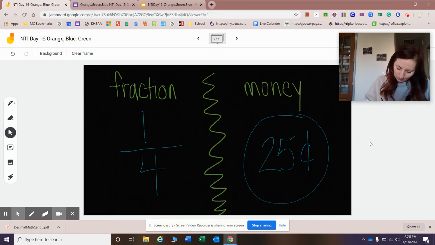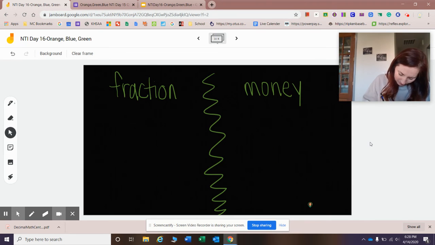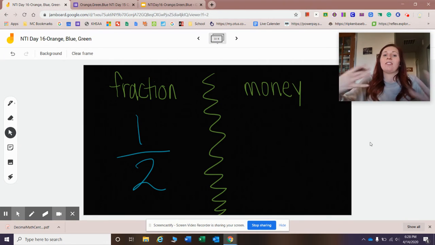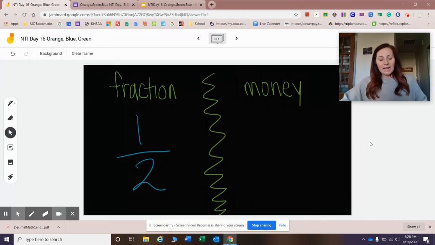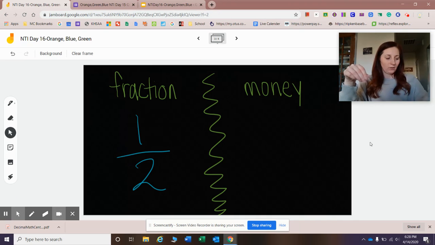Let's do another example. What about 1/2? Right. Remember, we're doing this to enhance our number sense with fractions. What in terms of money could you think of that would equal the fraction of 1/2? And our whole is $1.